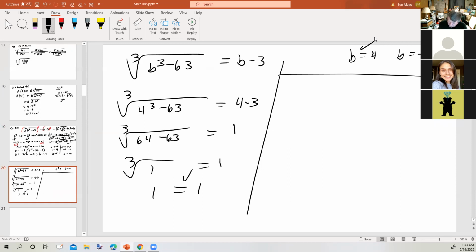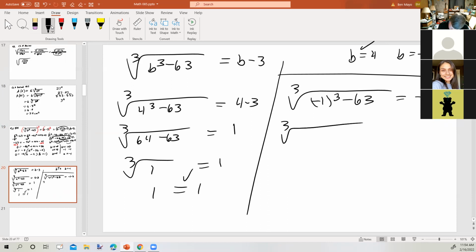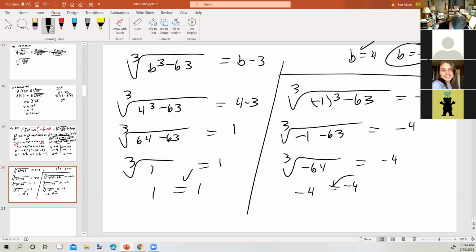Okay. If b is negative 1, the cube root of negative 1 cubed minus 63 equals negative 1 minus 3. The cube root of negative 1 cubed, negative 1 times negative 1 times negative 1, is negative 1. Negative 1 minus 3 is negative 4. Negative 1 minus 63 is negative 64. The cube root of negative 64 is negative 4. Negative 4 equals negative 4. Check, check, check. Okay.